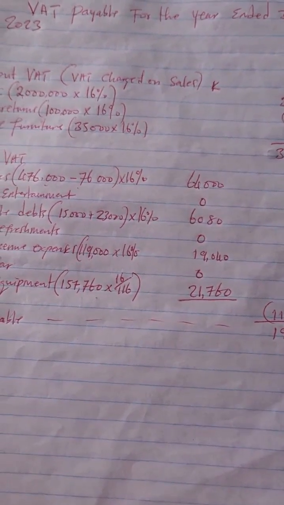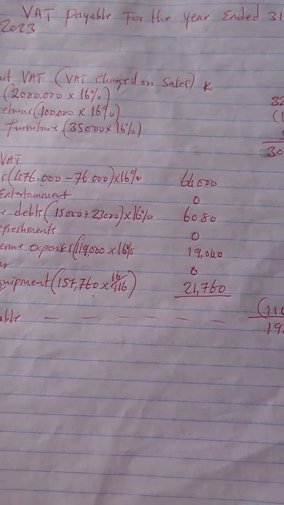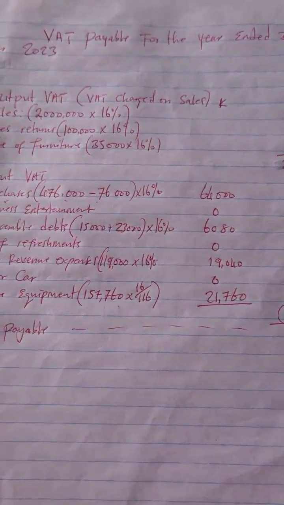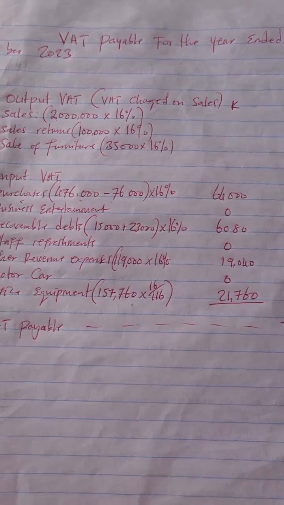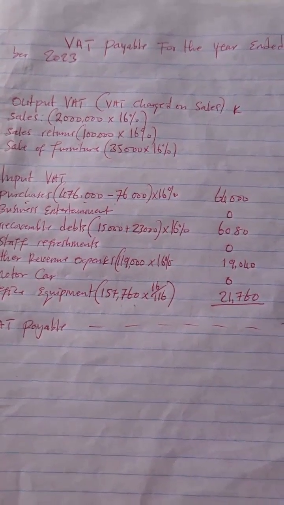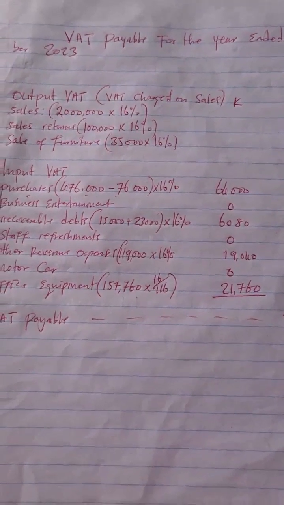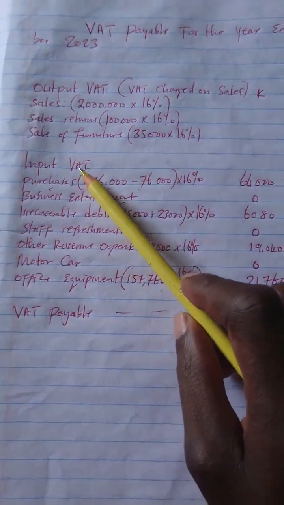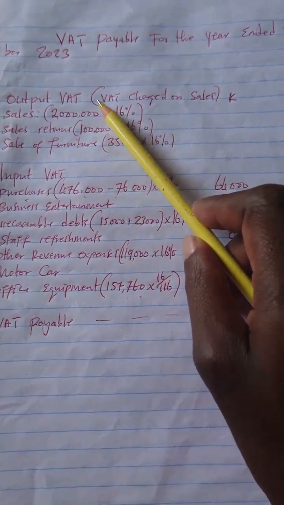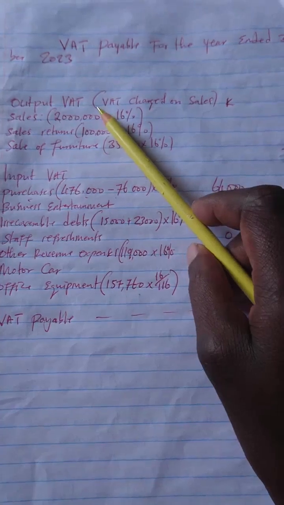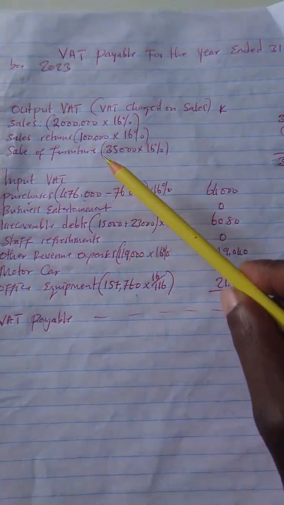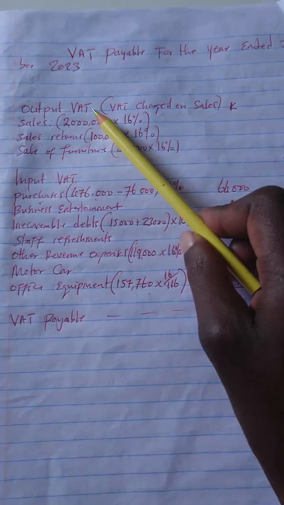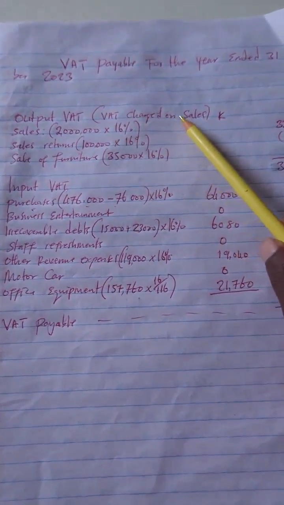So the VAT rate, the value added tax rate, will be given in the question. What rate are you supposed to use? Okay. So there are two types of VAT. There's input VAT, as you can see in my working out, and there's also output VAT. So when you are given a question, you are going to answer it by starting with the output VAT first of all, which is the VAT charged on sales.